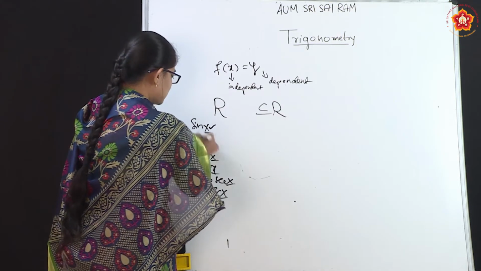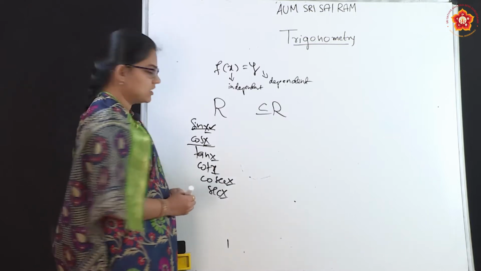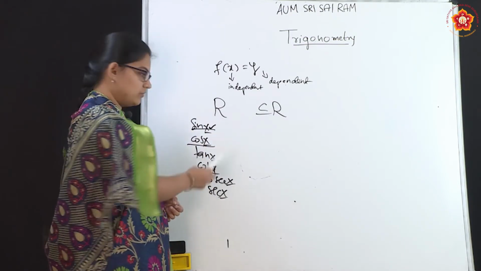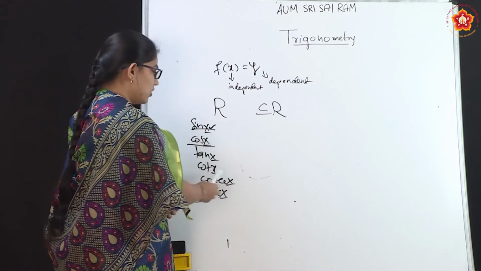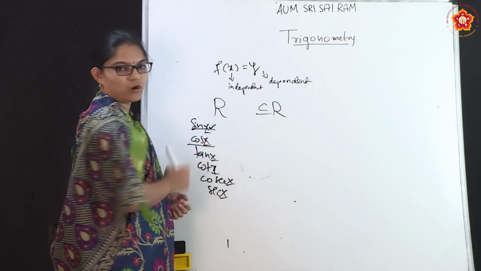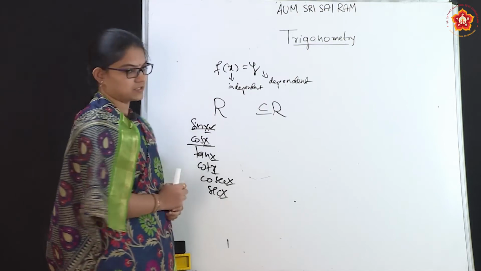Now, we say that sin x and cos x are the fundamental trigonometric functions, that is the other functions depend on sin x and cos x, that is we are defining the remaining 4 functions in terms of sin and cos. So, first let us understand about sin x and cos x.